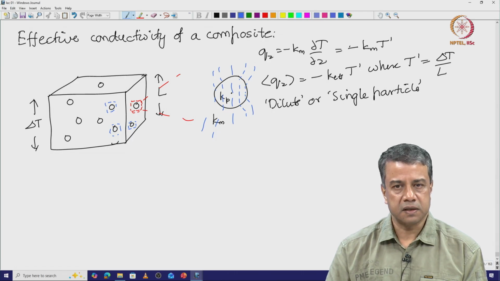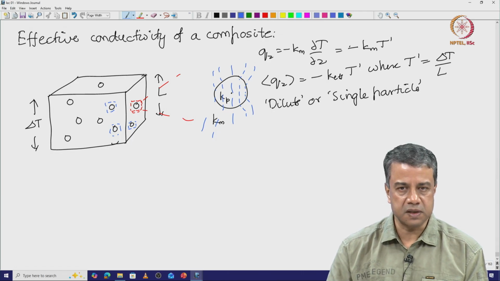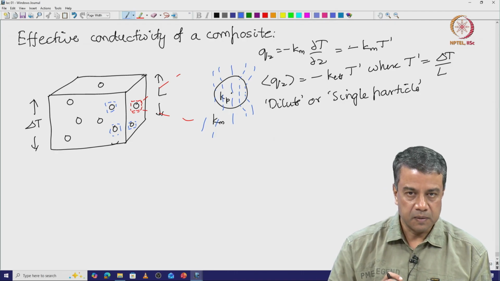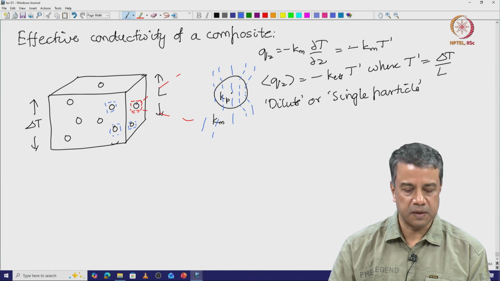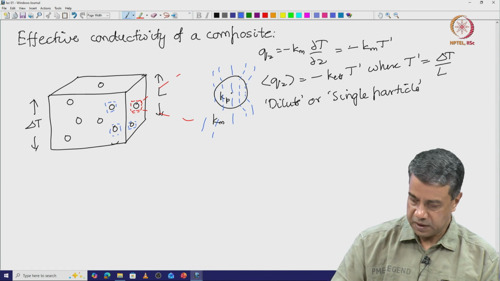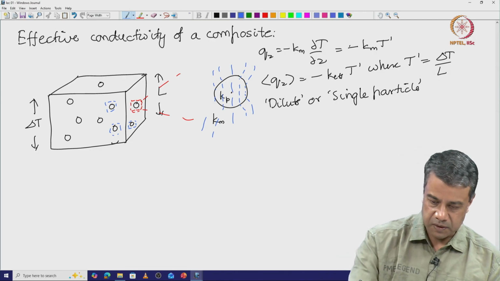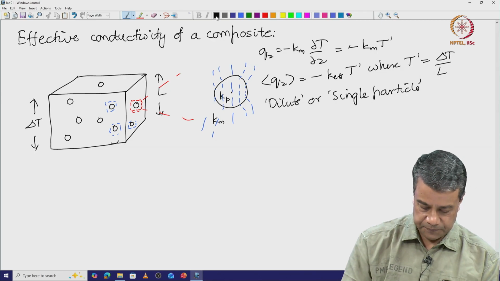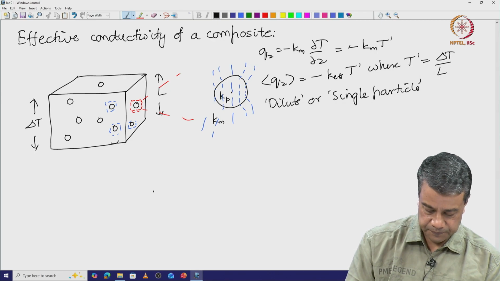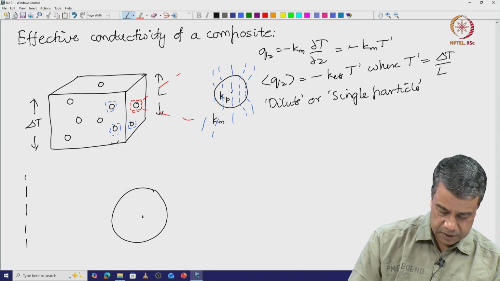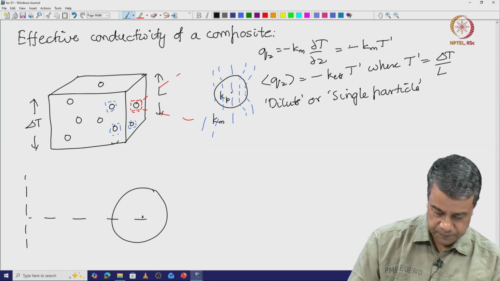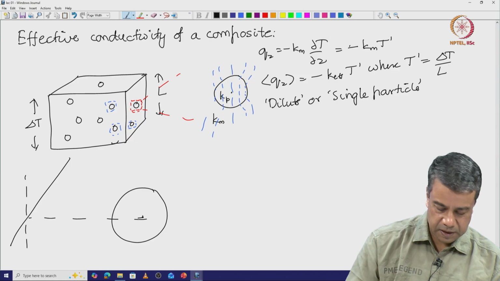This is called the dilute or the single particle limit. Therefore, this problem reduces to the disturbance to the flux due to the presence of particles in a temperature field which is a linear temperature field far away. So we had reduced this to the problem of a single particle placed in a temperature field which has a linear gradient far away.